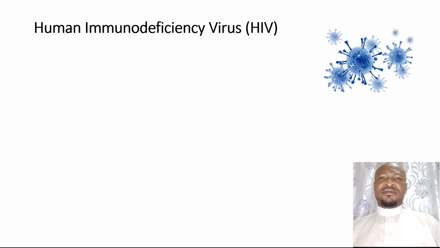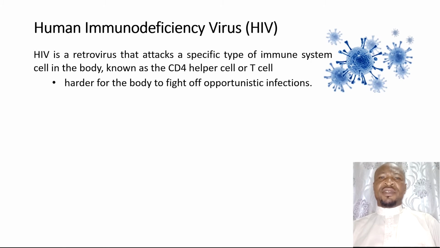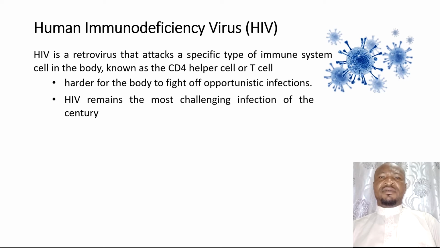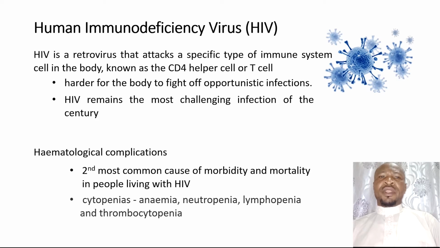Human immunodeficiency virus, HIV, is a retrovirus. An HIV-infected person becomes an easy target for opportunistic infections and diseases. HIV and acquired immune deficiency syndrome, AIDS, remain the most challenging significant infectious agent of the last century. Hematological complications have been documented to be the second most common cause of morbidity and mortality in HIV patients, and are generally marked with cytopenia such as anemia, neutropenia, lymphopenia, and thrombocytopenia.